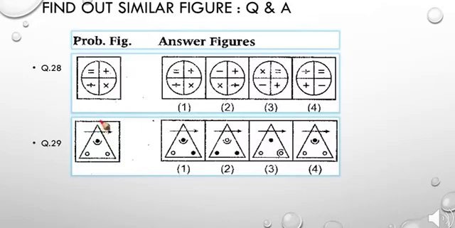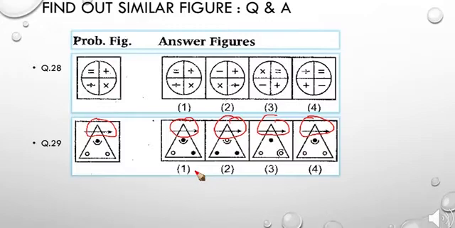So let's first take the arrow and check whether arrow is available in any of the answer figures. Let's go to answer figure 1. The arrow is yes available. In the next option also arrow is available. In the next option as well arrow is available, and in the last option also arrow is available, and it is exactly in the similar fashion as problem figure. So we can't find any difference on the basis of arrow alone.